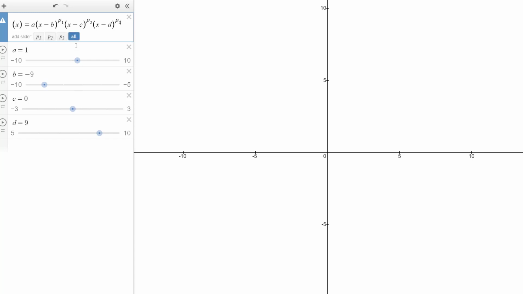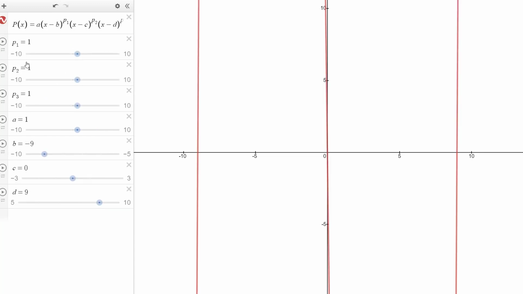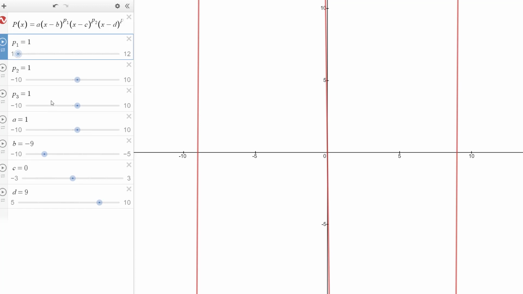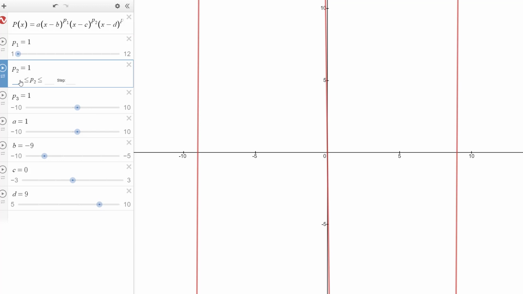And we're going to go ahead and add some sliders into those. Because they're polynomials, you cannot have negative powers. So I'm going to have those powers go from 1 to, let's say, 12, with step sizes of 1 on each. So again, this one will go from power of 1 to 12, step size 1, and the last power will go from 1 to 12, again step size of 1.